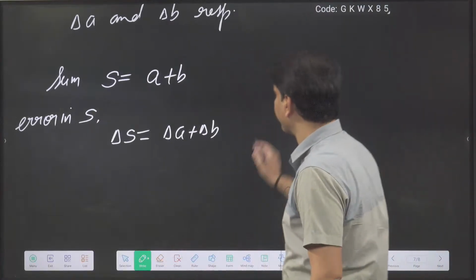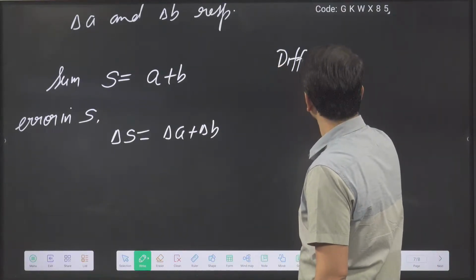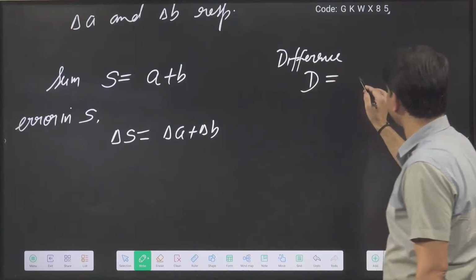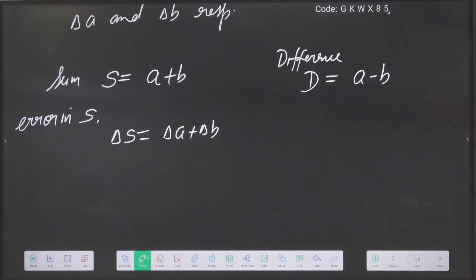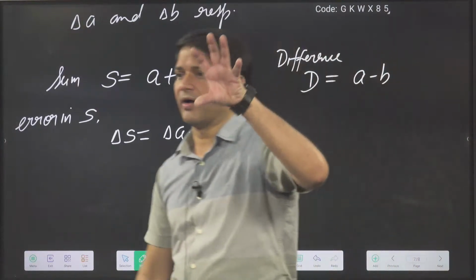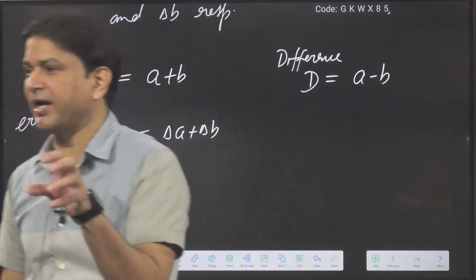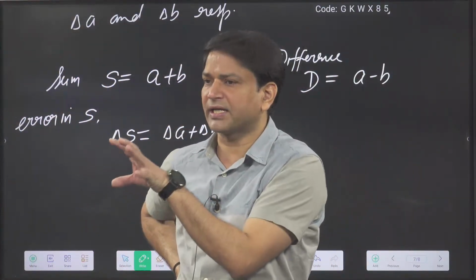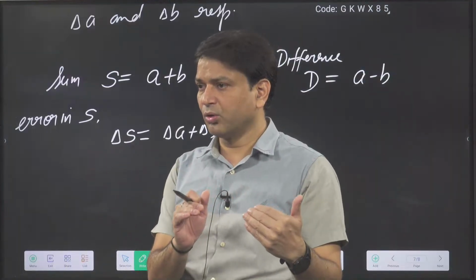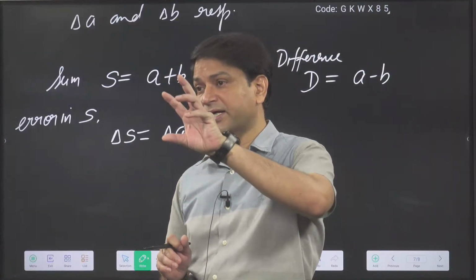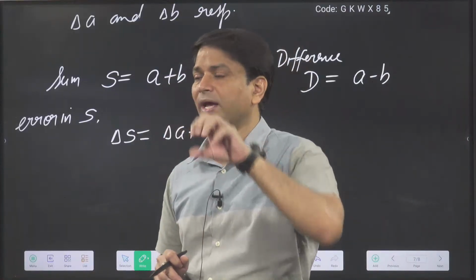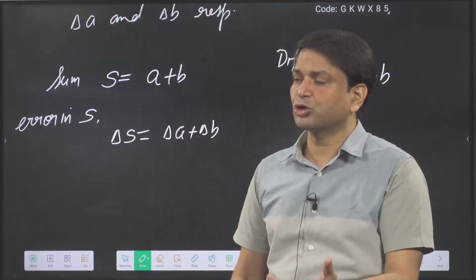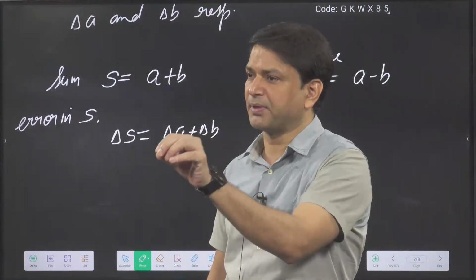If I am defining the difference, that I am defining as D. So D, suppose I am taking A minus B. When I am writing A plus minus delta A, A we are taking as true value, delta A we are taking as an error. Suppose I need summation, so summation true value how you will get? By taking the true value of A and true value of B. So true value of S is A plus B. Error how you will calculate? Delta S is equal to delta A plus delta B.